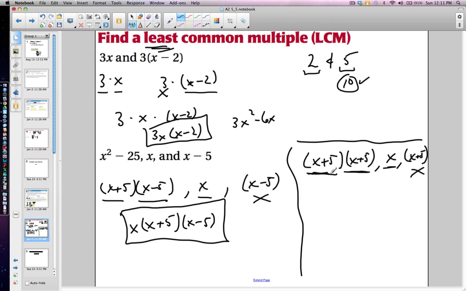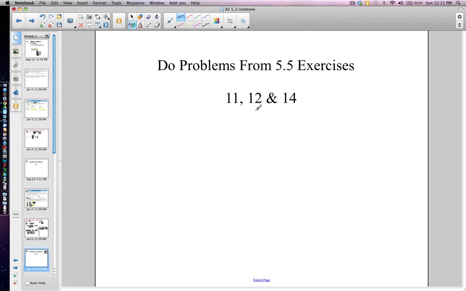Okay, so if it repeats within the same denominator, you have to use it the most number of times that it shows up in any one denominator. But when it turns up in a different denominator, then you get to ignore it as repetition. Okay, so go ahead and give that some practice. Find least common multiples. Do problems 11, 12, and 14, and then come on back.